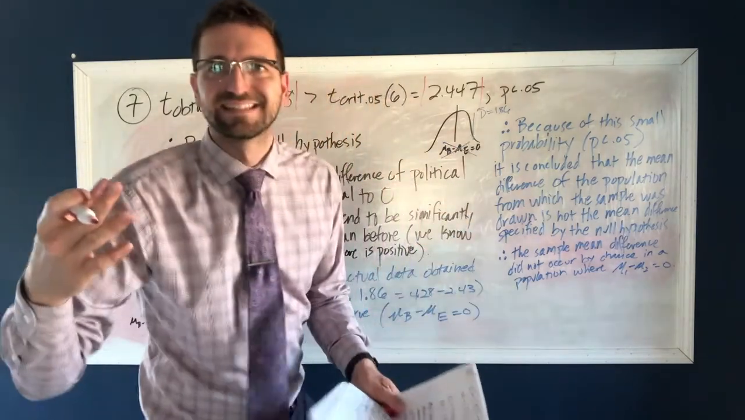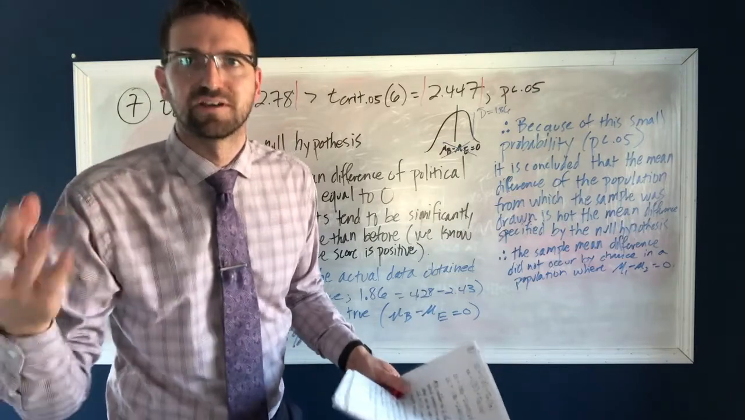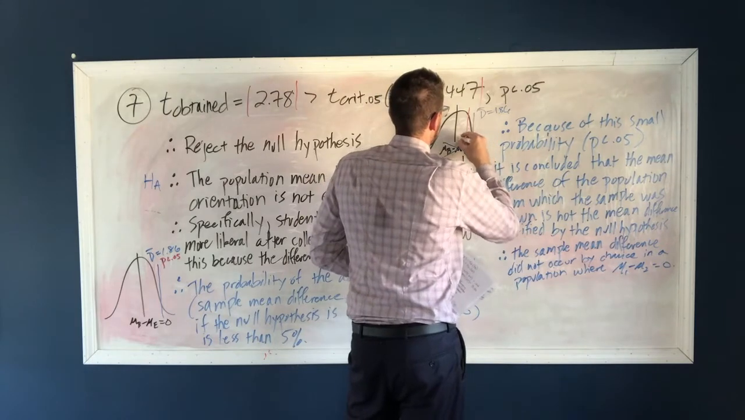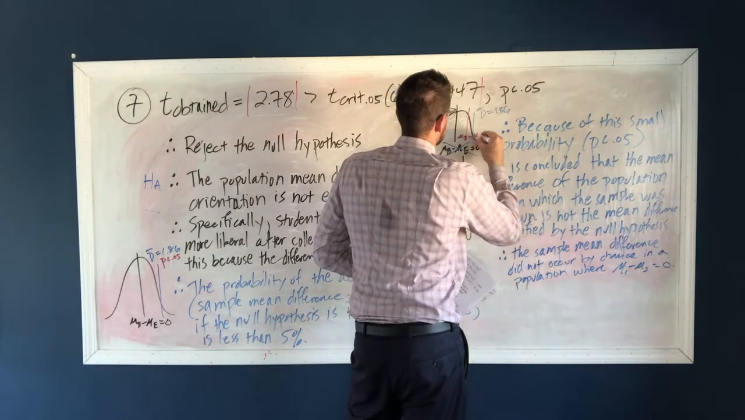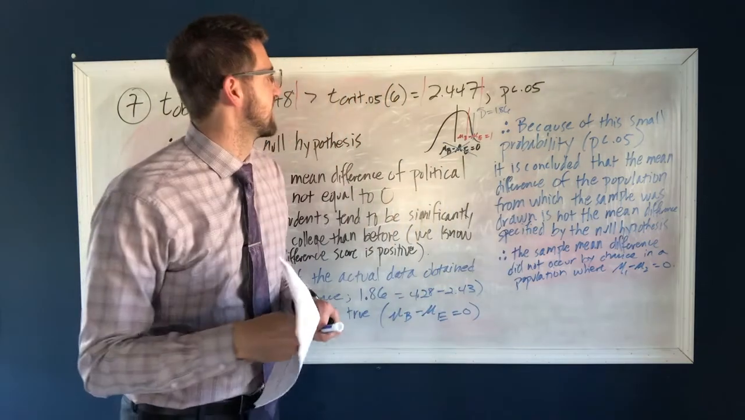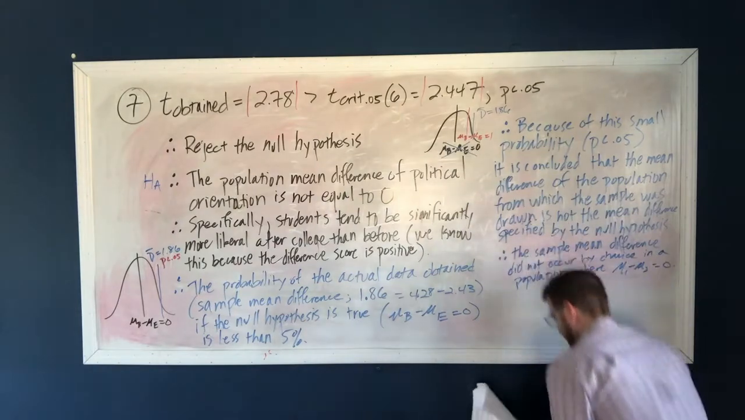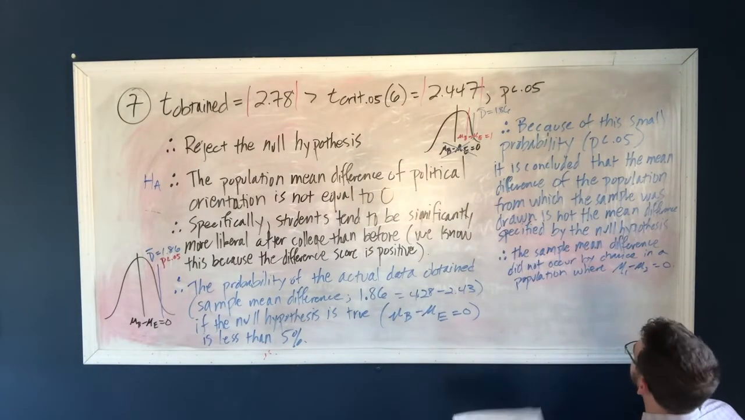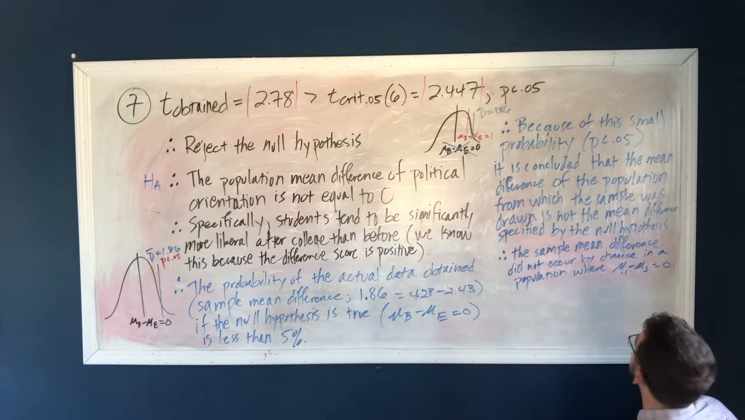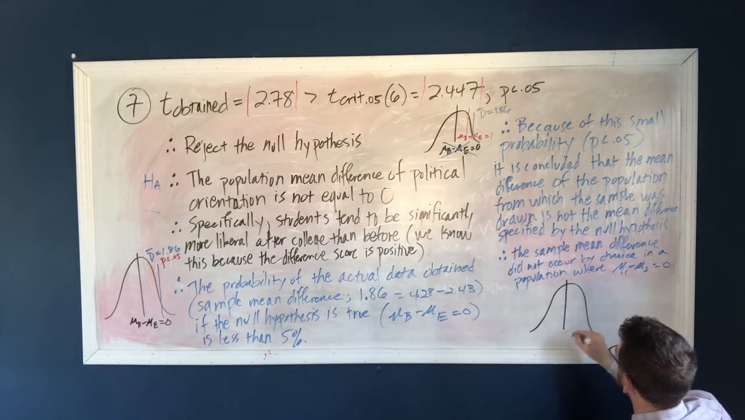It's different than 0. In this case, it's going to be greater than 0, right? Because that's the direction of our sample mean difference. So let's say maybe it's mu b minus mu e equals 1. And that's our population value. This last statement is saying the sample mean difference did not occur by chance in a population where mu1 minus mu2 equals 0. Okay, well let's draw that out.